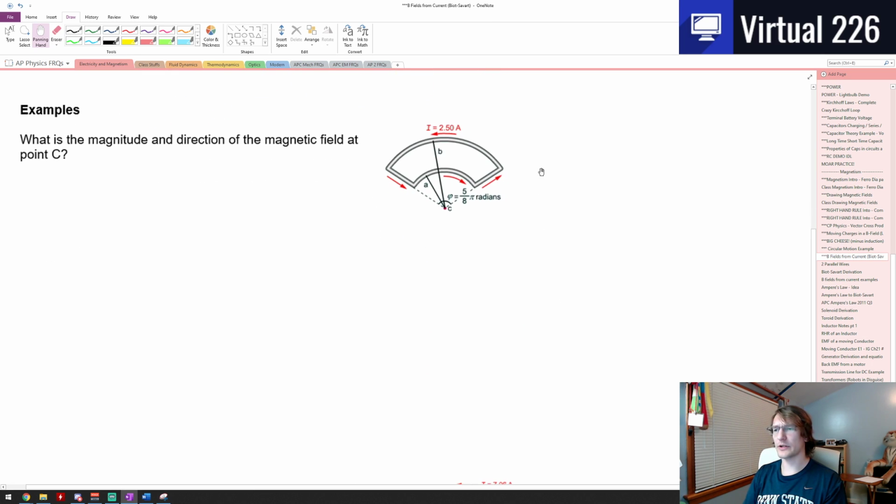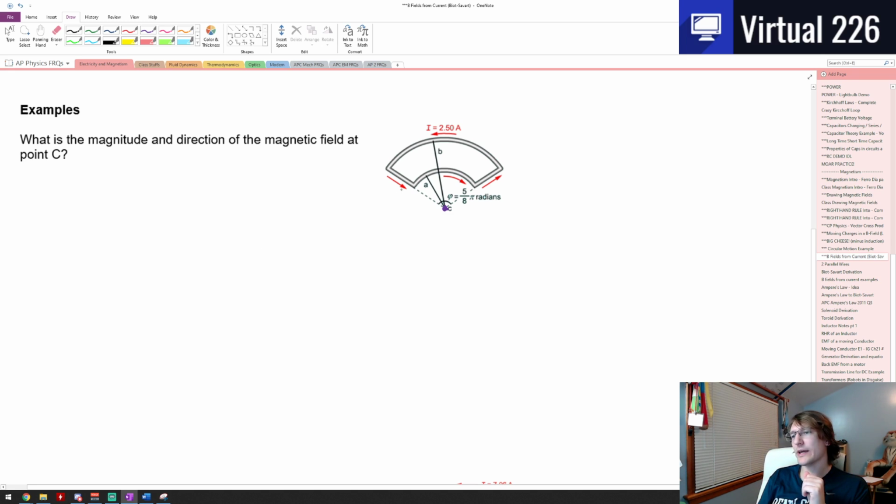Our first example has to deal with some looping to an extent. What we have here is a wire frame that's been bent around and a current's running through it. Don't ask how the current got there, children, okay? It's just there. We are trying to figure out the magnitude, so what's the size, and the direction of the magnetic field at point C down here. So that's what we're trying to do here.